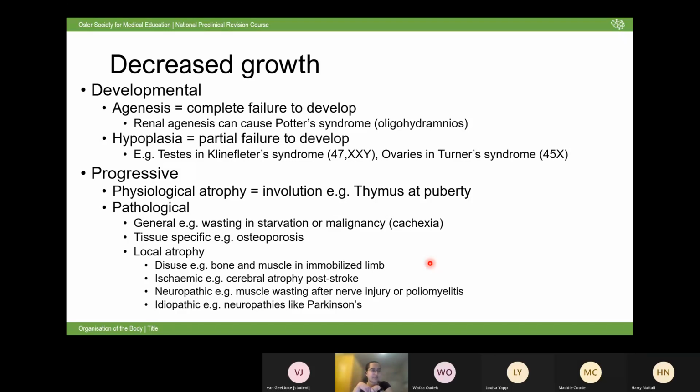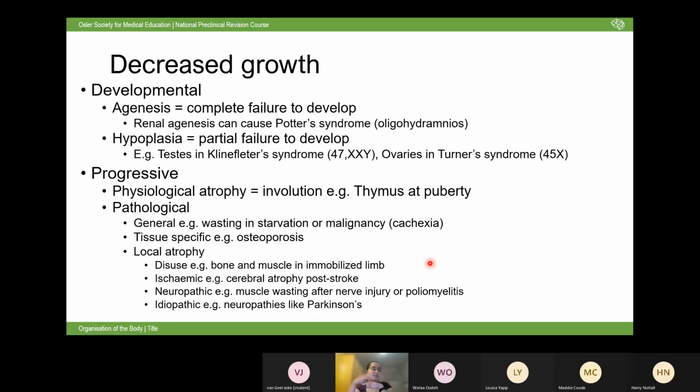Or it can be tissue specific, which means in many places in the body, but in a single tissue type, there's atrophy. So this can happen in osteoporosis for a variety of reasons, like poor calcium intake, or reduced vitamin D, or genetic diseases. And then local means it's happening in a specific area in the body. So, for example, after breaking your leg and it being in a cast for a long time, your bone and muscle will atrophy due to disuse.